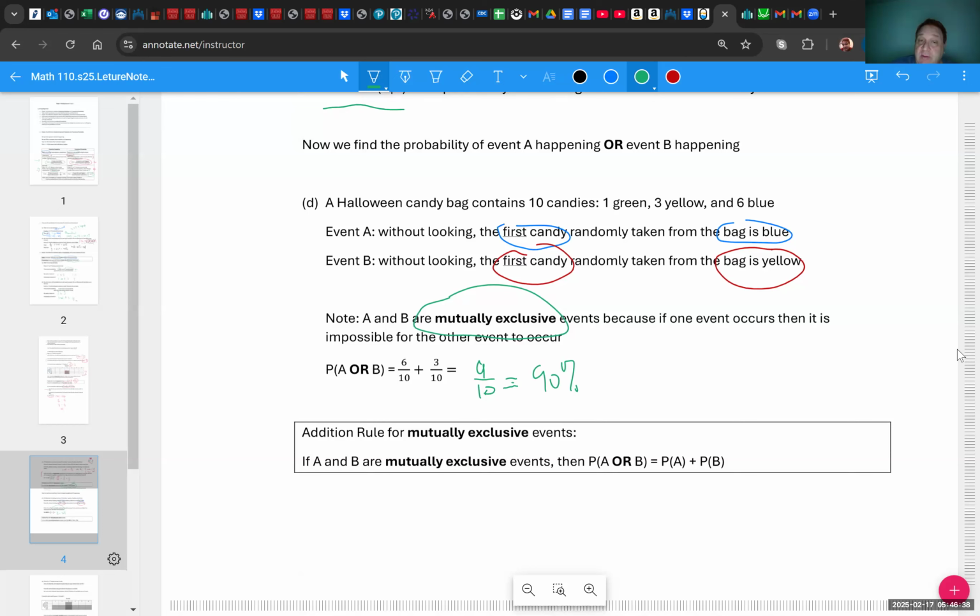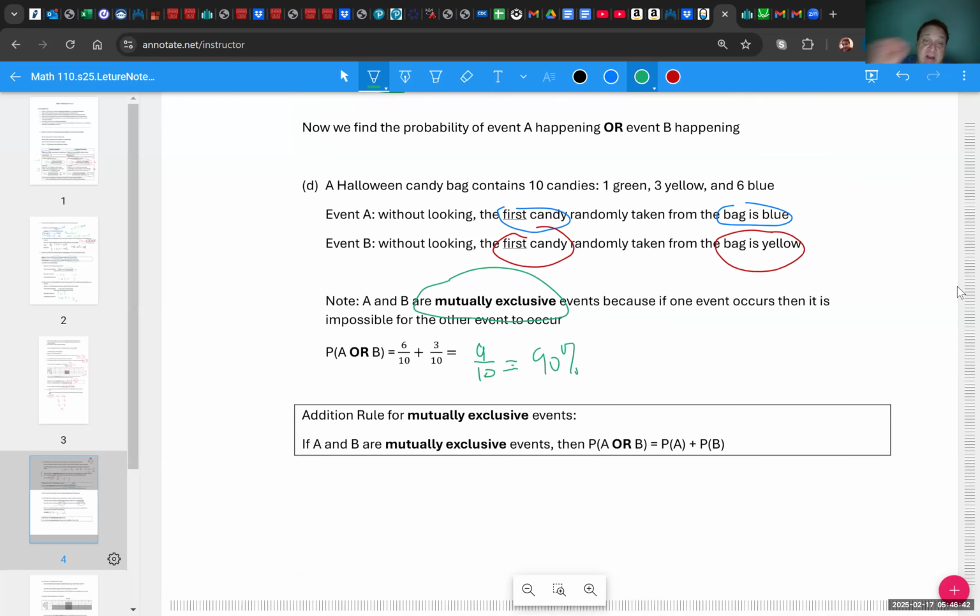All right, and the rule here for mutually exclusive events is you just add the probabilities together. So the probability of A or B is the probability of A plus the probability of B, and that's only for mutually exclusive events, right? So they cannot both happen.